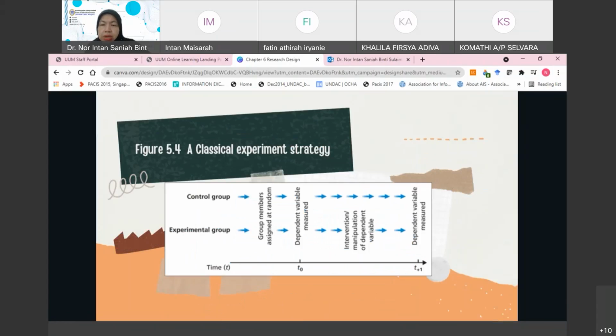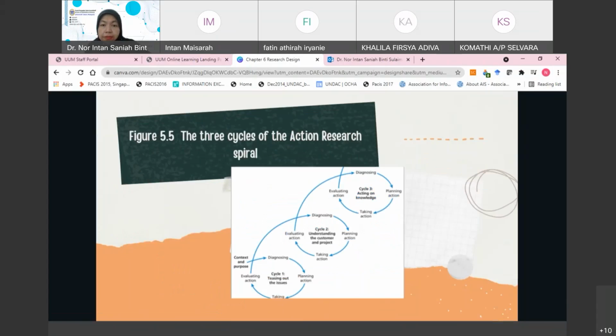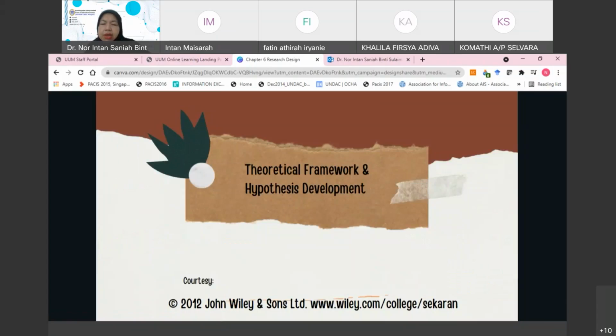Okay, next kita akan lihat what is theoretical framework and the hypothesis development from the resources from Sekaran. Okay, so at my hand now I have Sekaran book. Research Methods, Sekaran and Bougie.